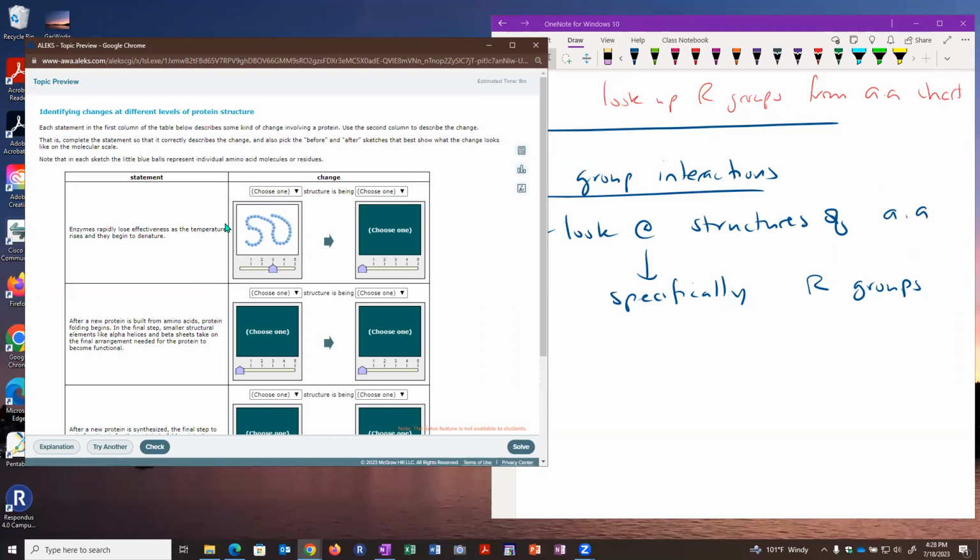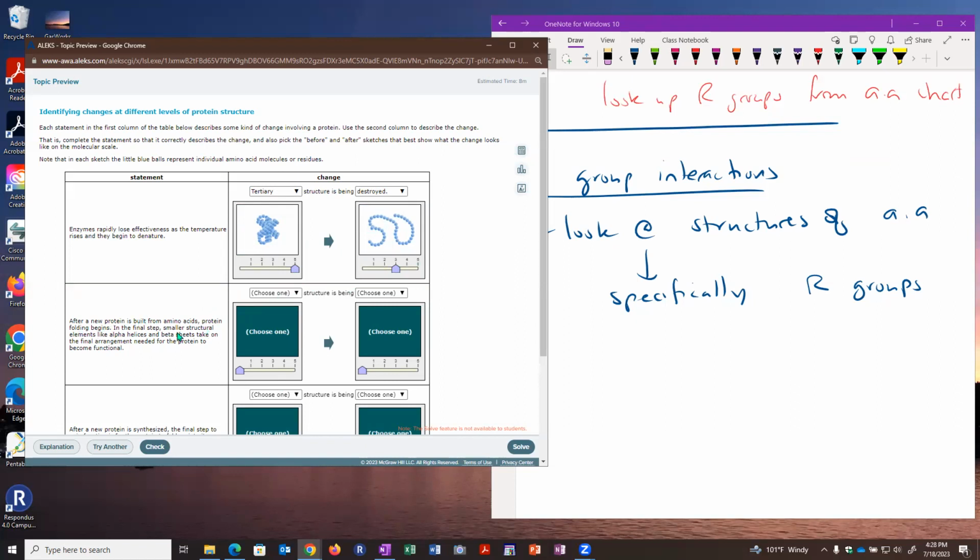So it says enzymes rapidly lose effectiveness as temperature rises and they begin to denature. So what is denaturing? Denaturing is the loss of enzyme activity due to the loss of the three-dimensional shape. So the three-dimensional shape is the tertiary structure, and that is being destroyed when an enzyme gets denatured. So the three-dimensional shape is the folding of the protein on itself, and then it is going to essentially just extend out to look something like this. So you need to move your slider to get to the correct indication or the correct diagram.